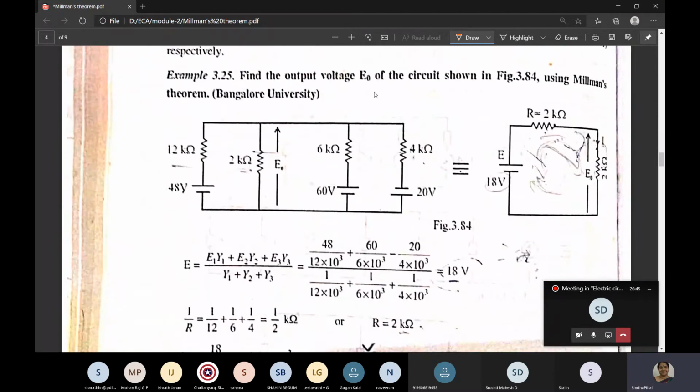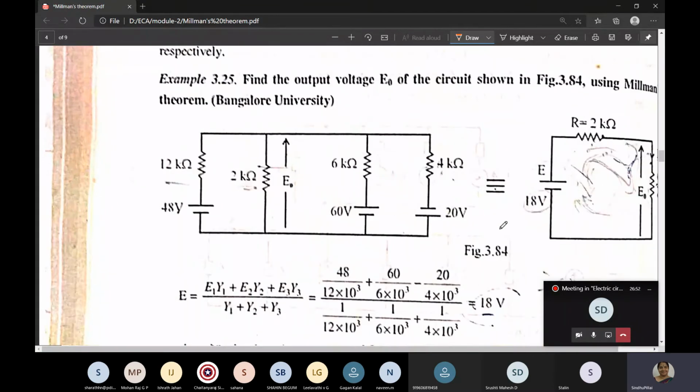Find the output voltage E0 of the circuit using Millman's theorem. This is the network they have given. You have to find the output voltage E0. There are many voltage sources here, 3 of them, 48 volts, 60 volts and 20 volts, with their internal impedances 12 kilo ohm, 6 kilo ohm and 4 kilo ohm. You have to find the voltage E0, that is the voltage across 2 kilo ohm. So many voltage sources in parallel. So what is the formula?